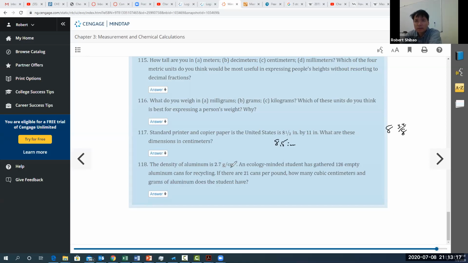The density of aluminum is 2.7 grams per cubic centimeter. So aluminum is about 3 times heavier than water for a given amount. An ecology-minded student has gathered 126 empty aluminum cans for recycling. So we have 126 cans. If there are 21 cans per pound, how many cubic centimeters and grams of aluminum does the student have? So we can go from 126 cans. These are aluminum cans. So this is actually three things, the quantity, aluminum, and cans here. And then we can try to cancel out aluminum, or we could try to cancel out cans, or we can try to cancel out aluminum cans.